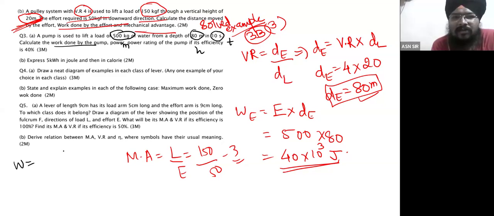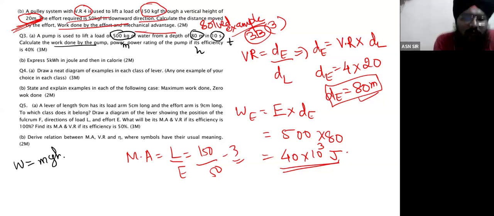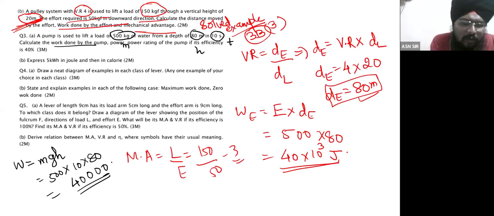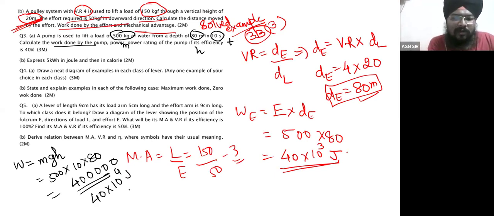When I have mass and height, we know that work done can be found using the MGH formula. M is given to us as 500. G you can take as 10, since it is not mentioned. H is given as 80. When you solve this, you get 40 into 10 raised to 4 joule. That is the work done.